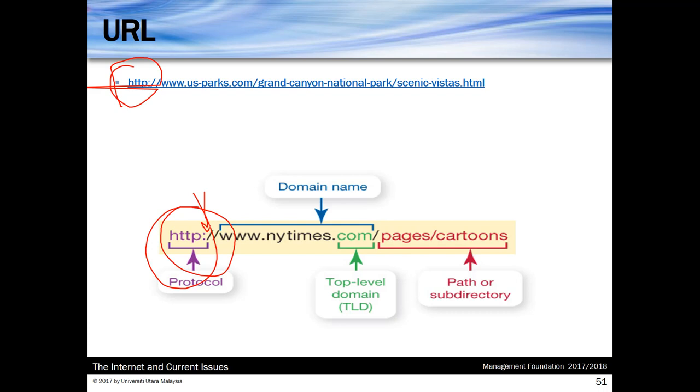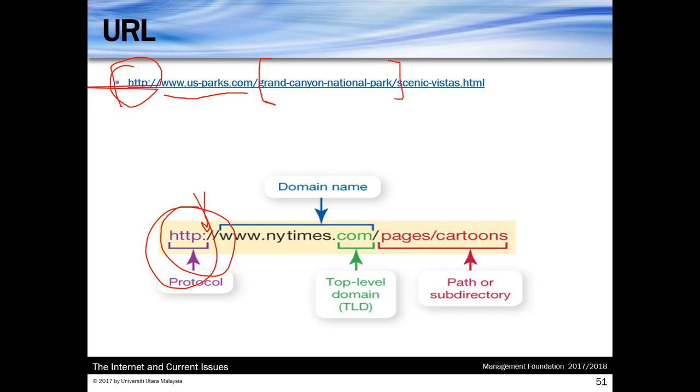A domain name is the website name or the address where internet users can access the website. A domain name, as discussed before, is associated with a physical IP address and used for finding and identifying computers on the internet. In this example, the domain name is www.us-parks.com. And sometimes after the domain, it contains the path to a specific location. So this is the path, Grand Canyon National Park.